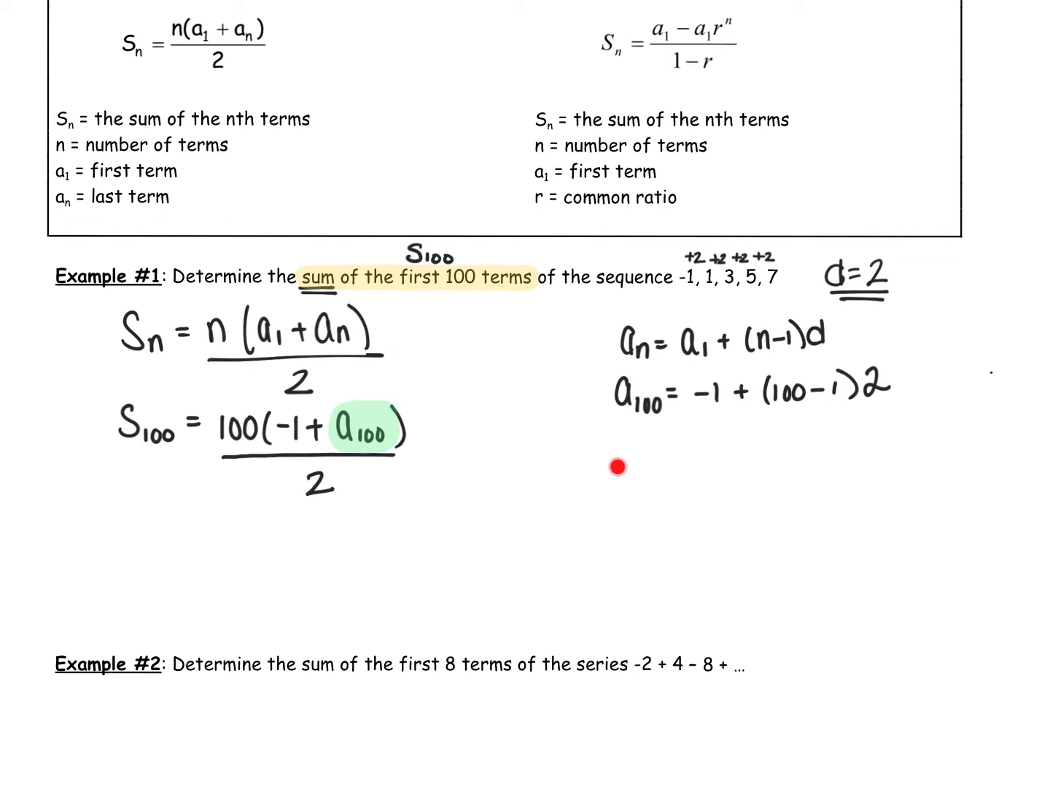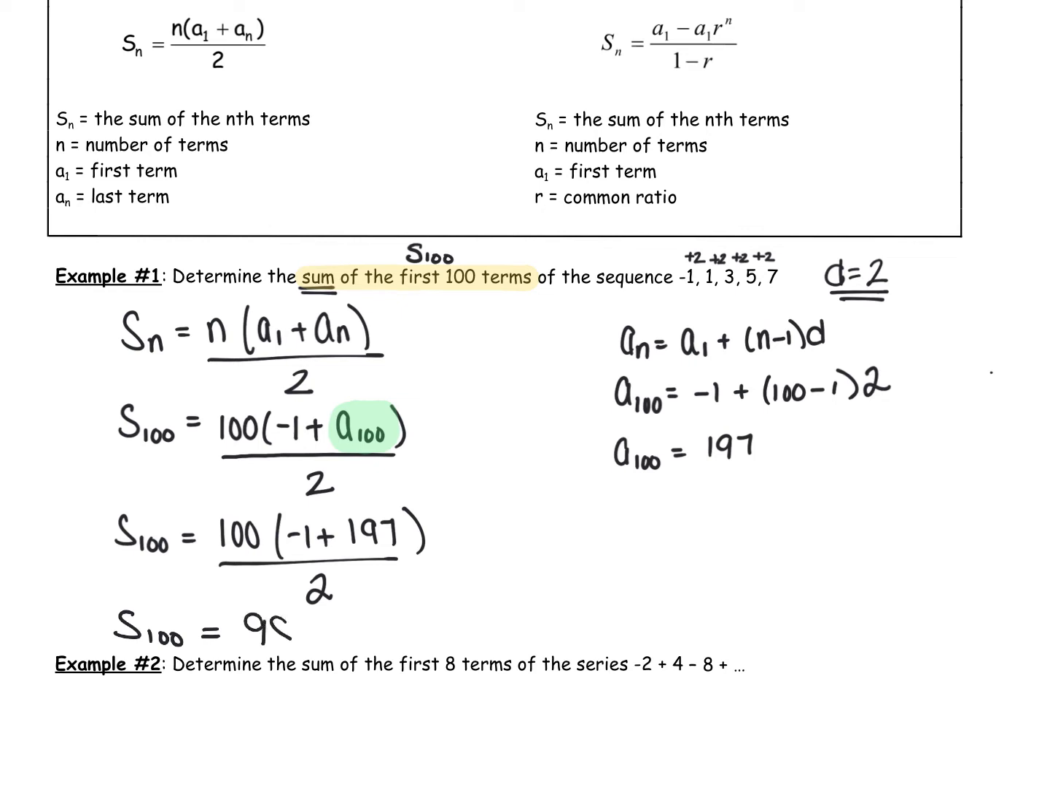So I got 197. So that tells me my 100th term is 197. So if I want the sum of the first 100 terms, I'm just going to plug in 197 for a sub 100 and then divide all that by 2. So again, take a minute, pause the video, type this in just the way you see it, and then hit resume when you're ready for the answer. All right, so what I got was 9,800. So my value of the sum of all of these 100 terms would be 9,800.